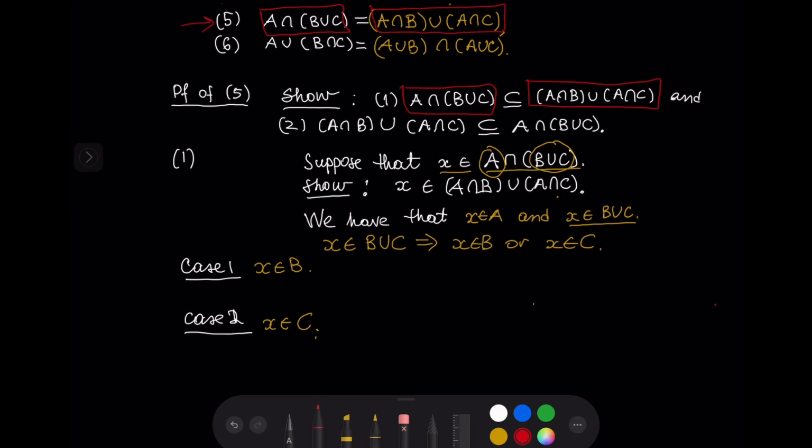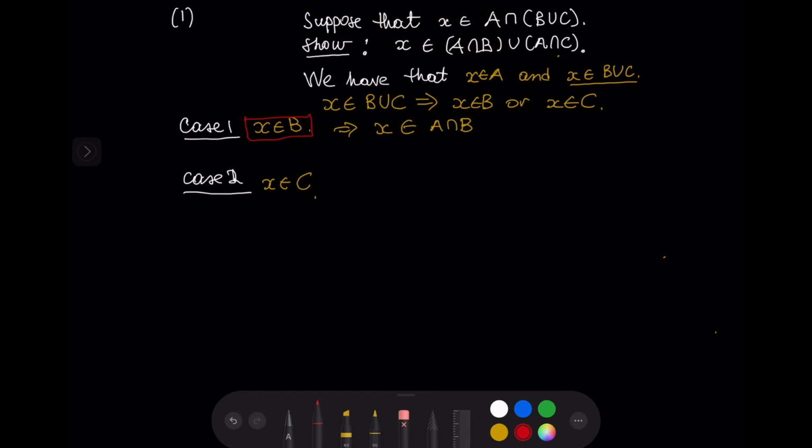So in case 1, we have x is in B, but we also have that x is in A. So if x is in both B and A, then x is in the intersection of A and B. So let us stop for a moment and try to understand what we have. We have that x is in A intersection B, and what we want is that x is in (A intersection B) union (A intersection C).